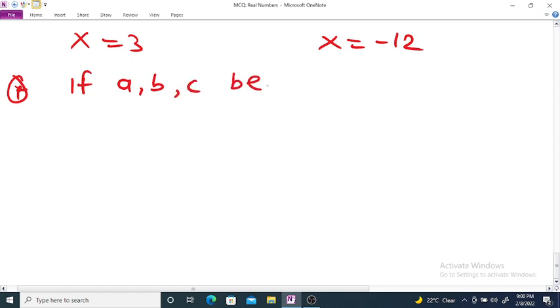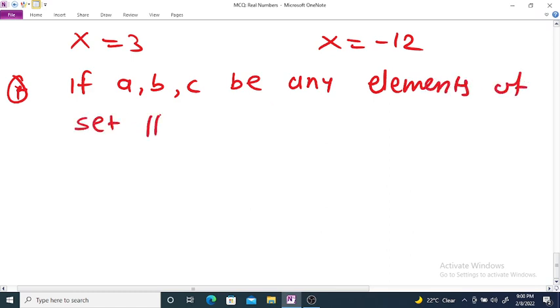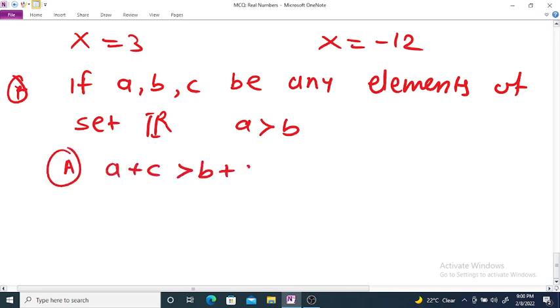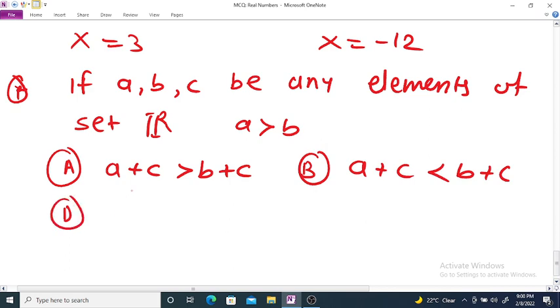Now the next example: if A, B, C are any elements of the set of real numbers R, and if A is greater than B, then option A: A plus C is greater than B plus C, option B: A plus C is less than B plus C, option C: A plus C is equal to B plus C, and option D is none.